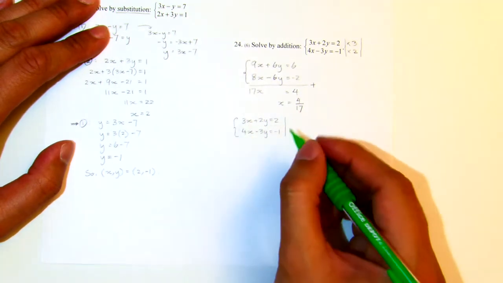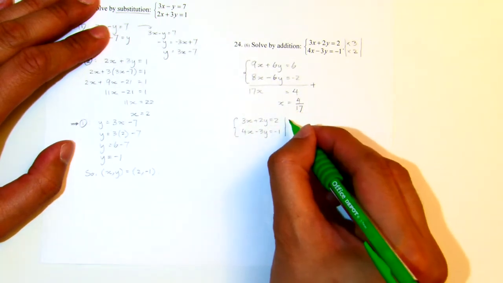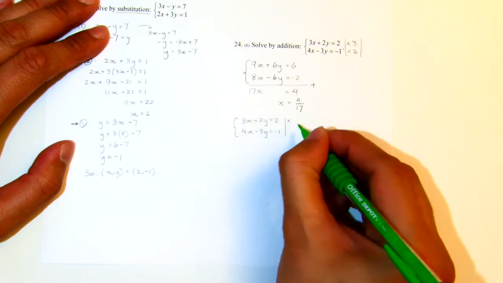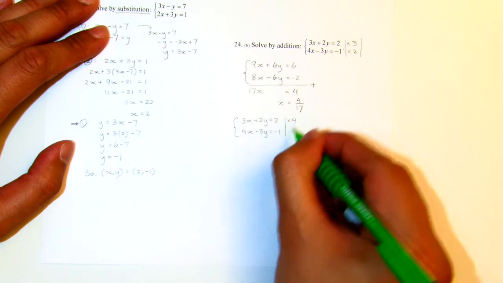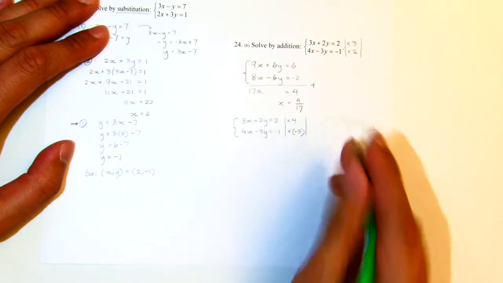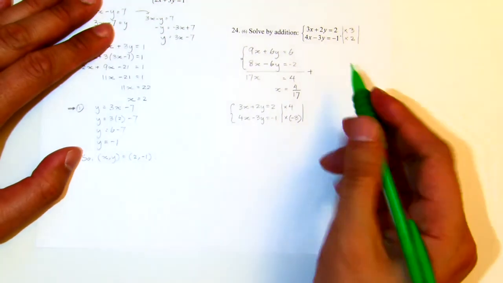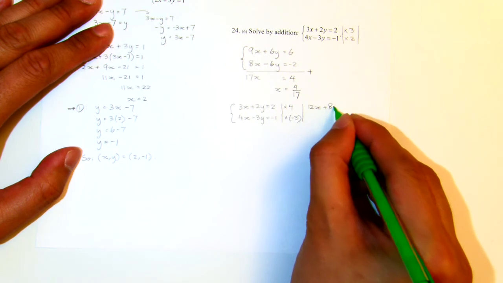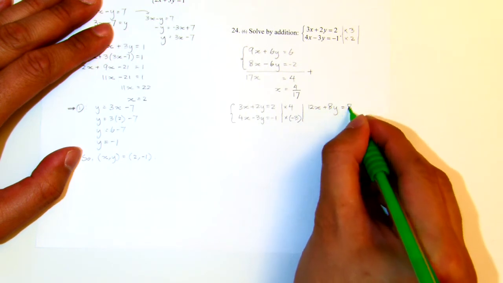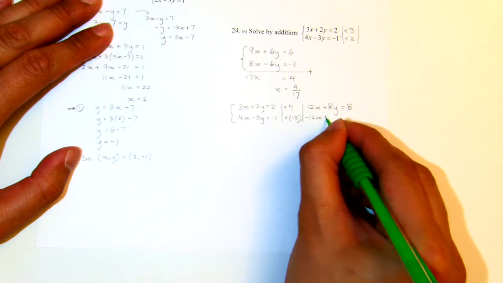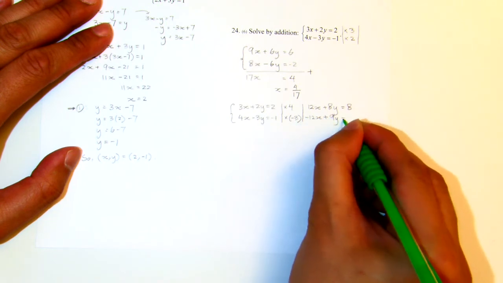The LCM of 3 and 4 is 12, and because the signs are the same, I need to use opposite signs here. Multiply by 4 on the top and negative 3 at the bottom. Okay, now this will give me 12x plus 8y equals 8, and negative 12x plus 9y equals positive 3.